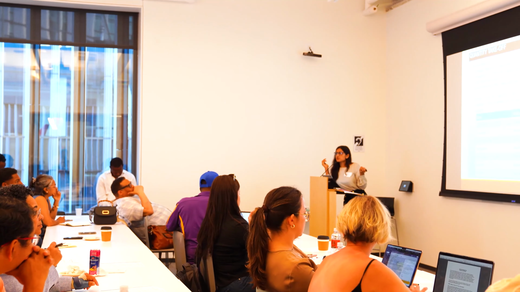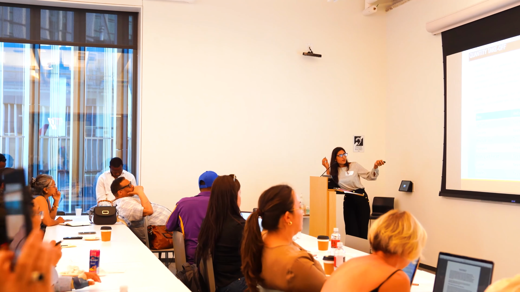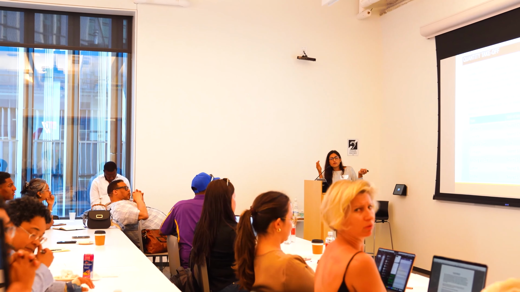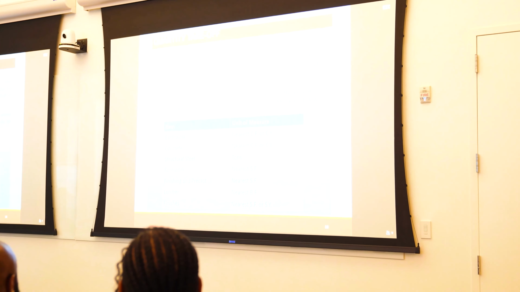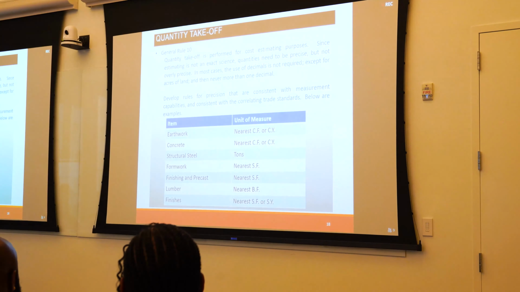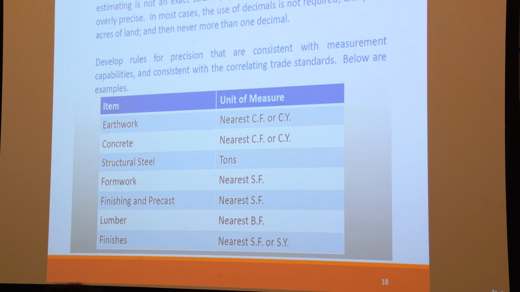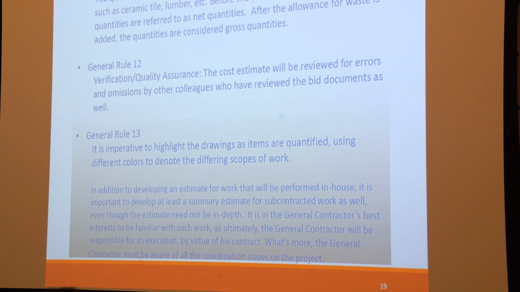These are some things which I'm hoping that you guys are familiar with. If you're doing earthwork, you're doing it by cubic feet, cubic yards. Concrete is typically done in cubic feet, cubic yards. Steel is in tons. Formwork and finish are in square feet. Again, sheetrock, paint, everything, it's all in square feet.